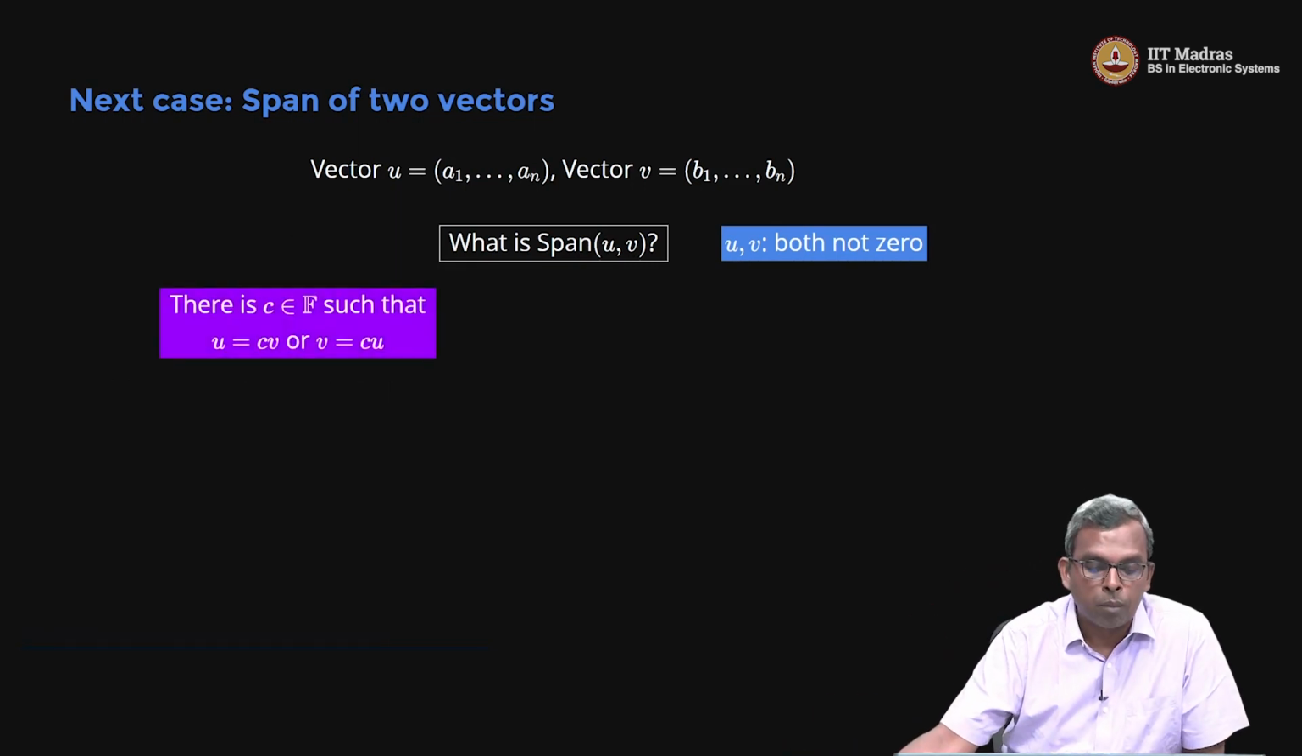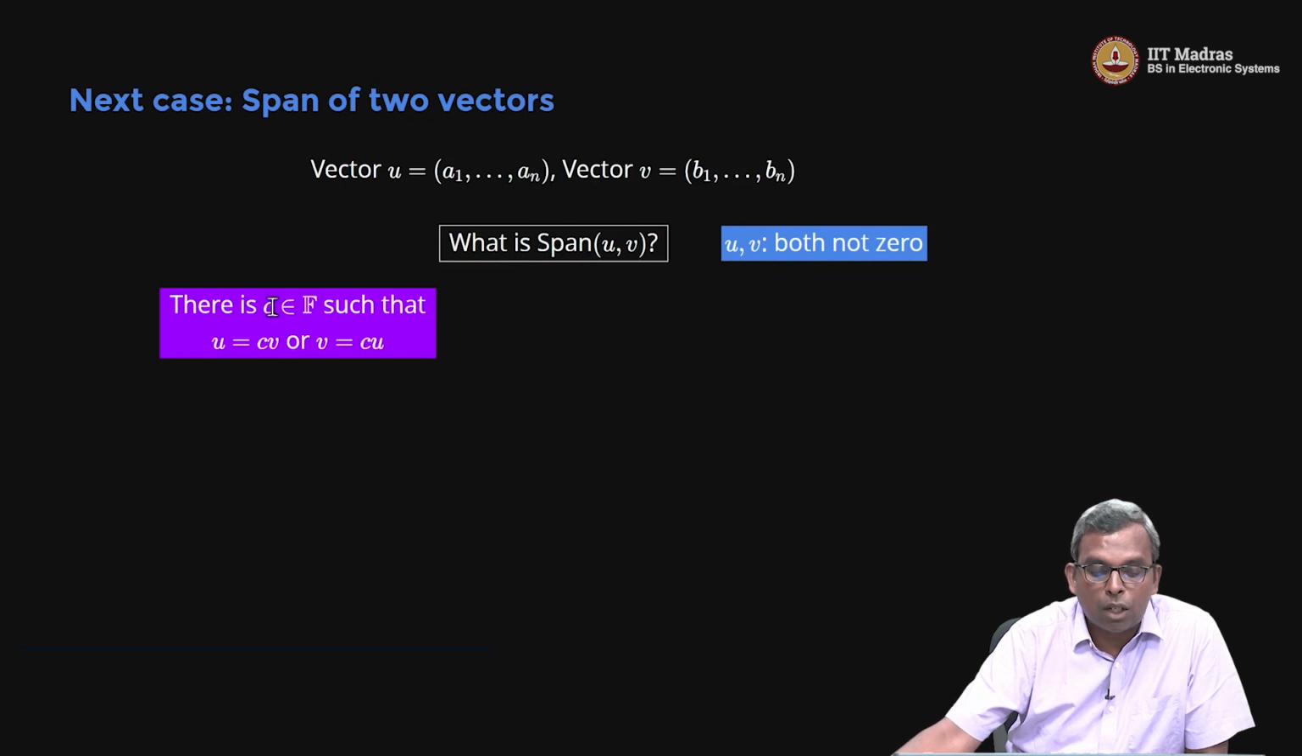So, here is the first idea. Will this reduce to something that looks like one dimension? Okay, so that's the idea. And here is a question that you ask. Let's say there is a constant c, a scalar c, such that u is cv or v is cu. Okay, let's say that's the condition. This is a simplifying condition.